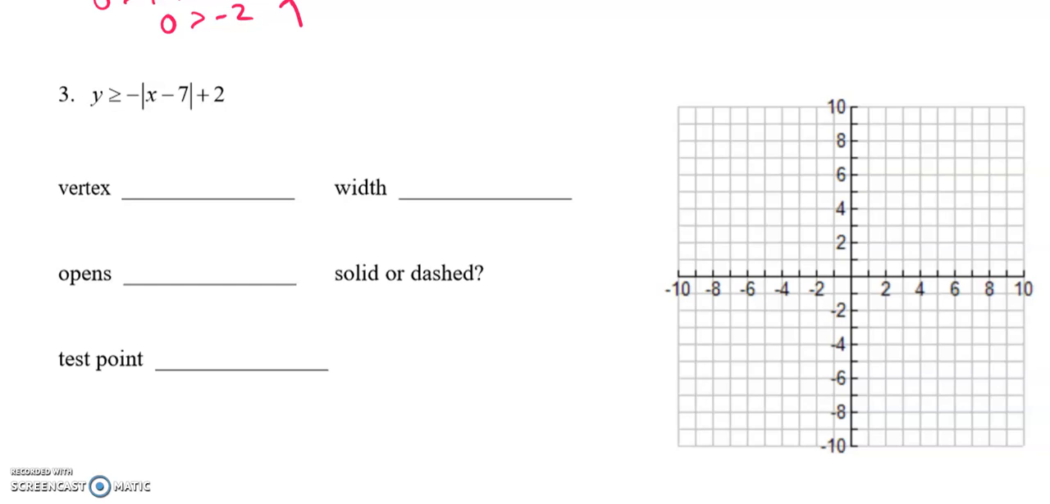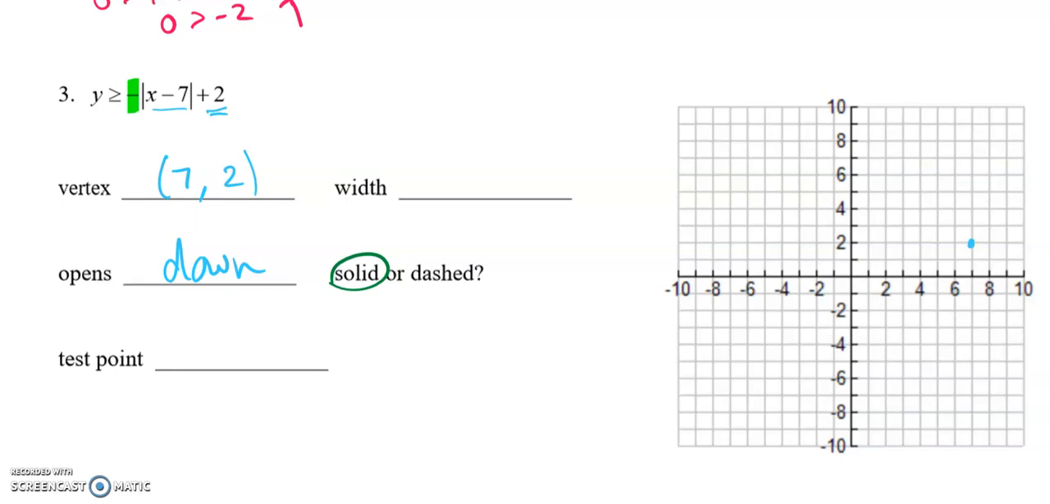I'm going to start with solid or dash. This one's going to be solid because it's equal to. Because of that negative out front, it opens down. So in my head, I've got a downward V. The vertex on this one is pretty easy. What makes inside there equal to 0? 7, comma, peel off the back number 2. So we're at 7, comma, 2.